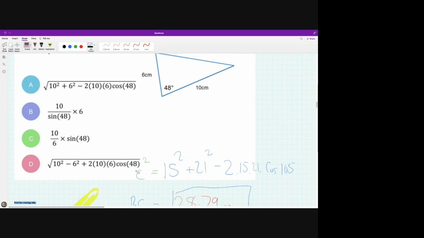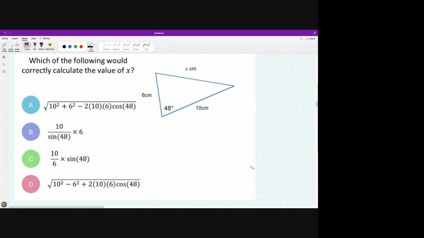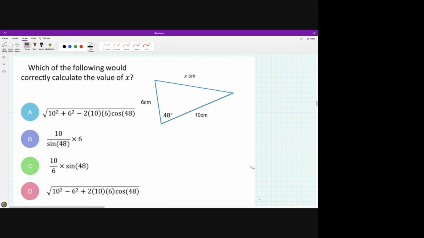I really like these multiple choice questions because they force you to think in a way that sometimes, because you have to choose. Okay, which of those 4 options would correctly calculate the value of x? Would it be A, B, C, or D?